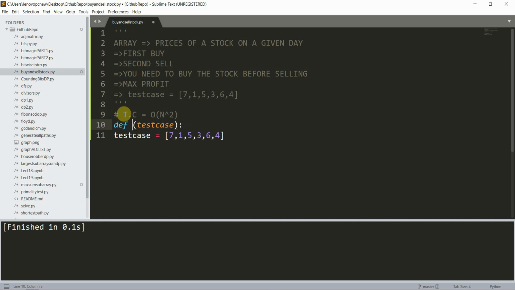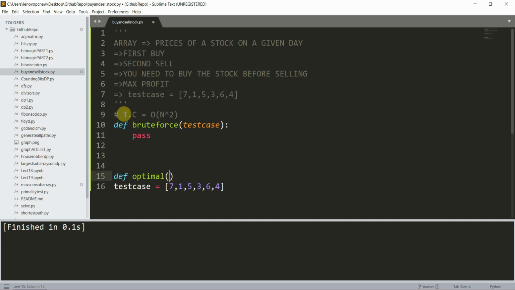So I'll write the brute force solution, and the second one I'm going to solve in an optimal way, and I'll take a test case as a parameter, and here I'll reduce the time complexity to O of n. Okay.